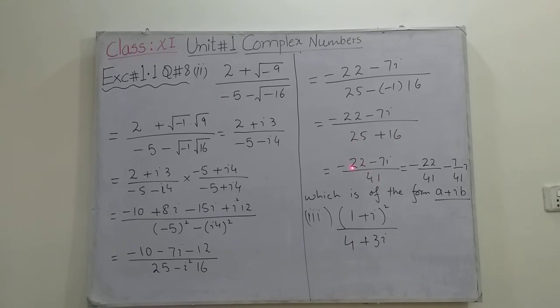Dividing separately with minus 22 and minus 7 iota, we have minus 22 by 41 minus 7 iota by 41, which is of the form a plus iota b.